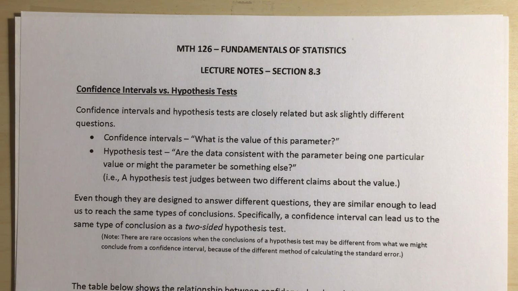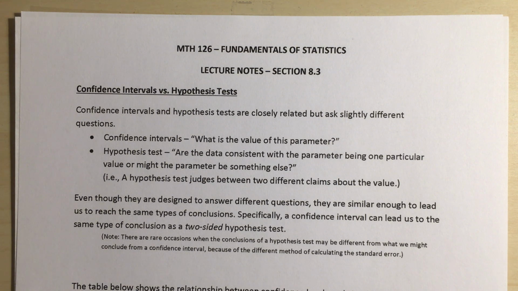So confidence intervals and hypothesis tests are closely related but ask slightly different questions. Confidence intervals ask, what is the value of this parameter? A hypothesis test says, are the data consistent with the parameter being one particular value, or might the parameter be something else? So in other words, confidence intervals are used to make estimations, and hypothesis tests are used to judge between two different claims about our value.